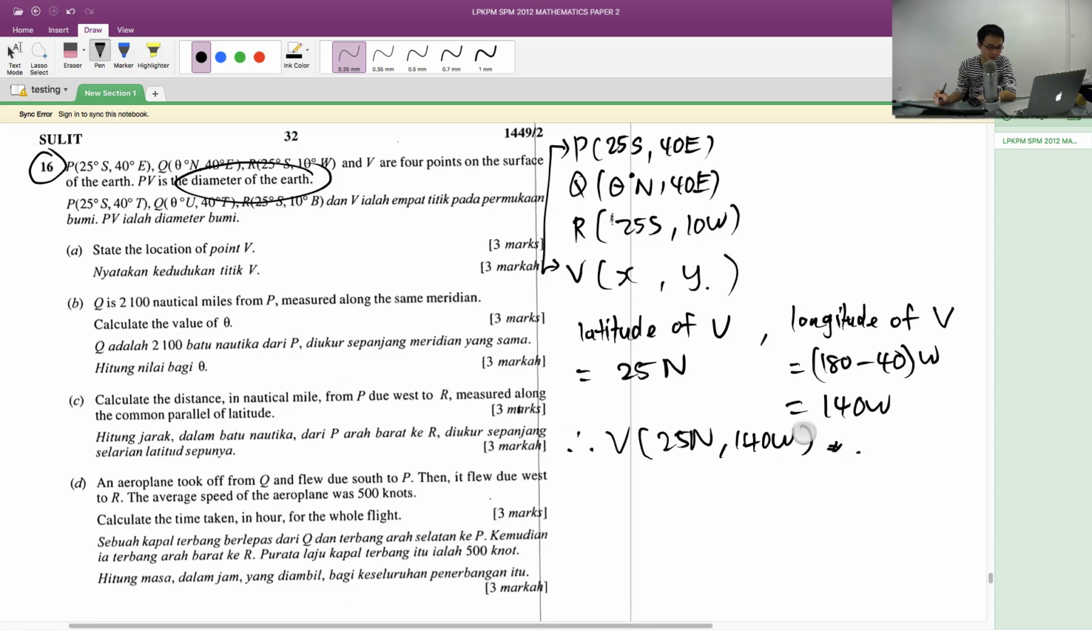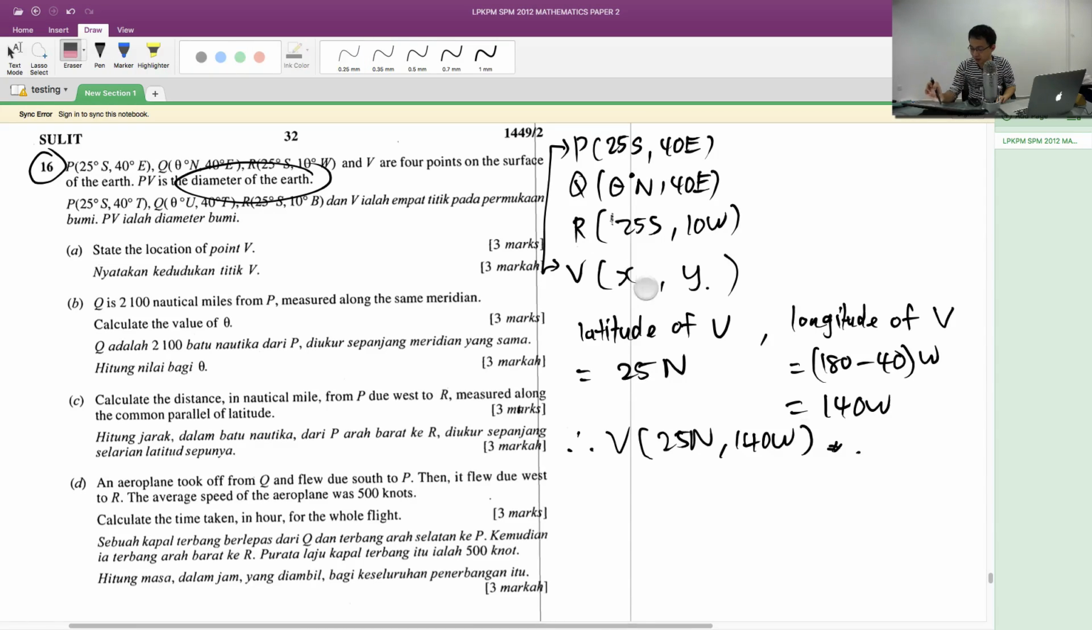Alright. So do we have to minus 180 with 40? Because its longitude is 180. Yes. For longitude, you always use 180 to minus that one. Whenever they are diameter. Whenever you see the word diameter, no matter it's diameter of the Earth or diameter of the common parallel of latitude, always use the 180 to minus the longitude value. Right, so yeah, so we got this one.